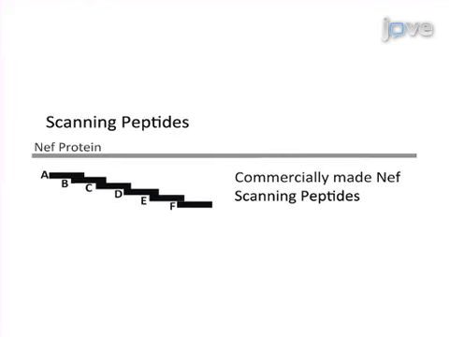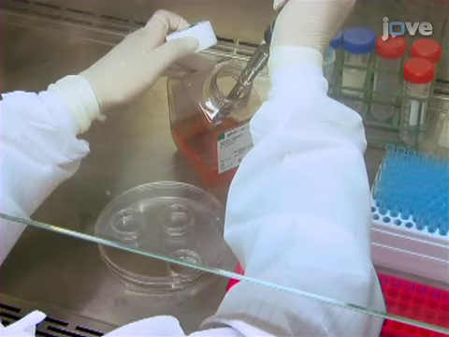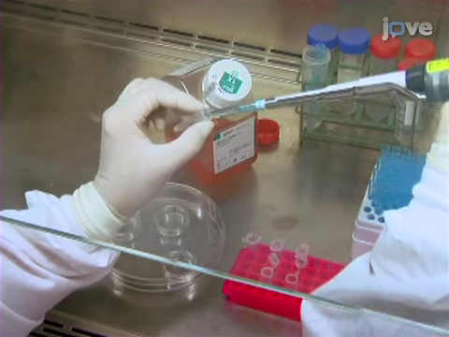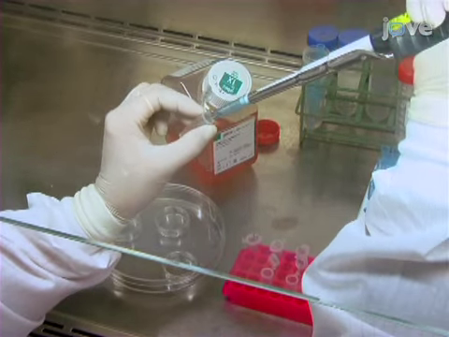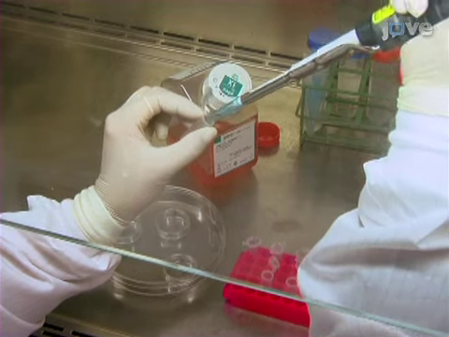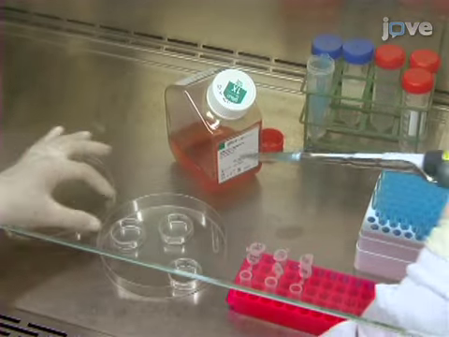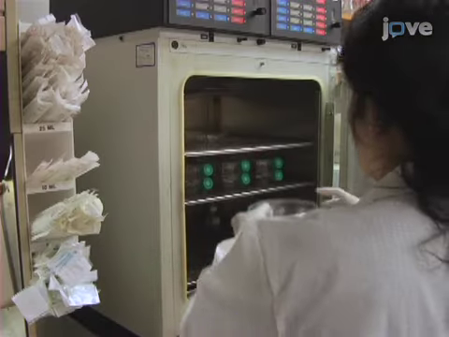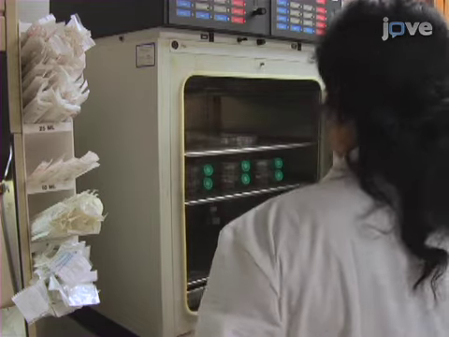Begin this procedure with a set of peptides scanning the region of interest. For this experiment, 20 mer peptides with a 10 amino acid overlap spanning the entire HIV-1 Nef protein were obtained from the AIDS reagent program. To identify Nef apoptotic motifs, perform an apoptosis assay using the Nef scanning peptides individually as follows. Add 1 milliliter of culture medium containing 10 nanograms per milliliter of peptide per 35 millimeter plate of Jurkat cell cultures, and incubate cultures for 24 hours at 37 degrees Celsius.